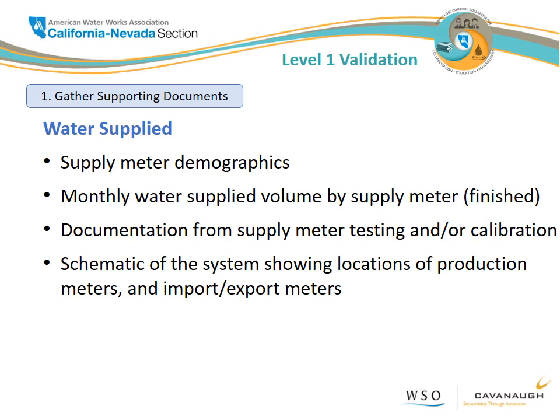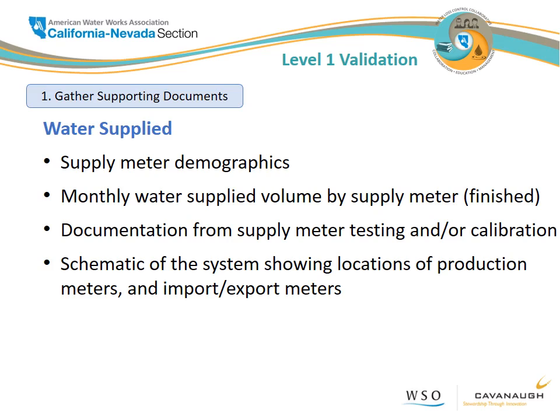Getting into the specific sections of the audit, water supplied, we're looking at supply meter demographics, and this can be a simple inventory of which supply meters you have, what their size, type, and age are. To specifically call this out, what we mean by supply meter is the last meter that measures treated water before it enters your distribution system. So if you're set up with a raw meter and then you have some type of treatment process, and then there is a finished meter after, the finished meter is the one that we're talking about.